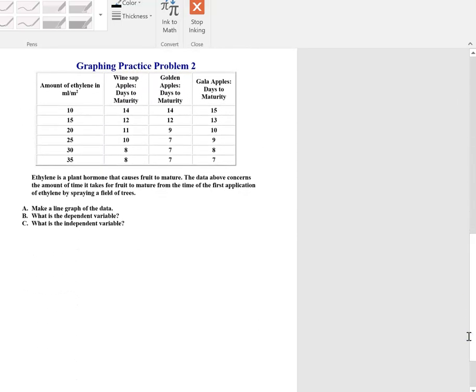Second practice graph is right here. This time, same thing. We're going to make a line graph, but we have 3 different sets of data. So we're going to have 3 lines on our graph, and we need to make sure we have a key to label them. And I think that's about it.